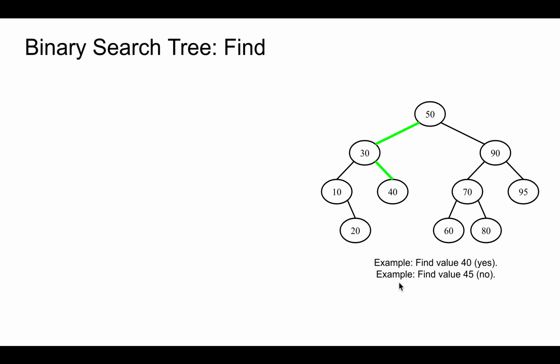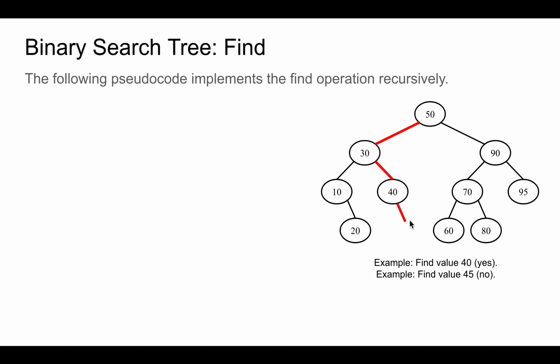If we were trying to find the value 45, we would start the same way. We would start at 50 and say, okay, is 45 equal to the root? No, it's smaller than the root, so we go to the left child. Is 45 equal to this root? No. So we would go to the right child. Is 45 equal to this root? No. So we go to the right child. And now this root is empty. Therefore, we return no. 45 does not exist in this data set.